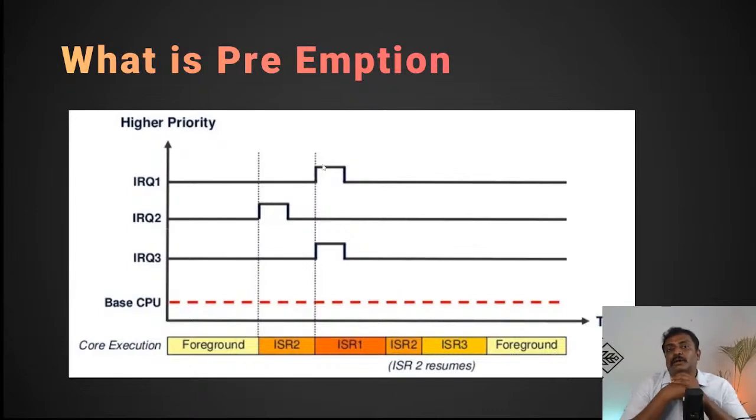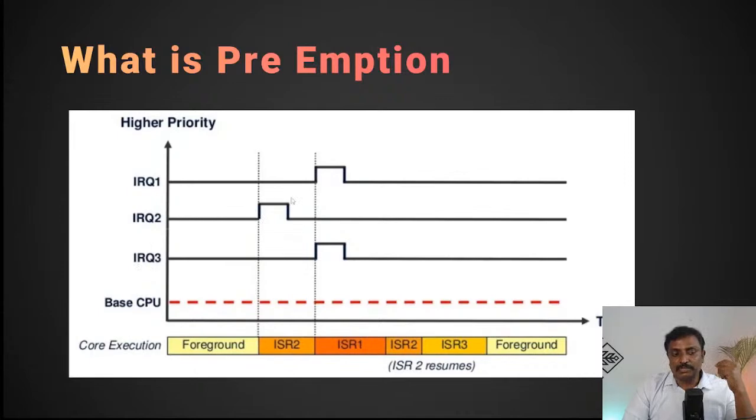So whenever a higher priority occurs, the lower priority service routine will be preempted and service is given to the higher priority. Let me repeat the example again. We have three levels of priority. IRQ1 is the highest priority, and IRQ2 is lower than IRQ1 but higher than IRQ3. IRQ3 is the very lowest priority.